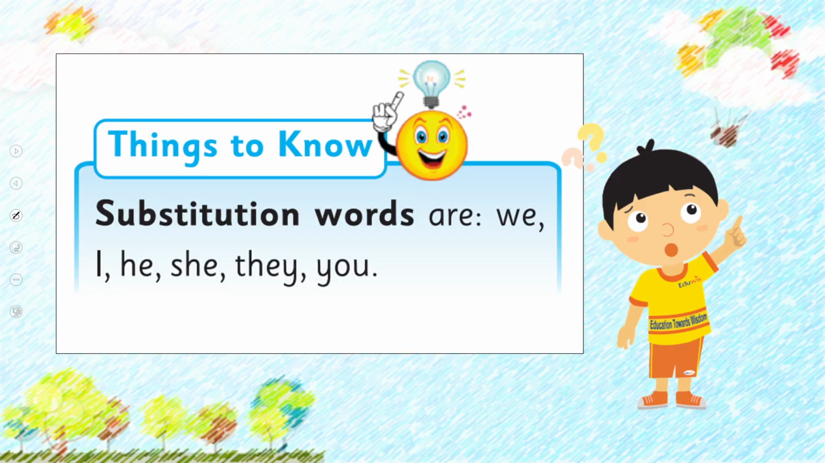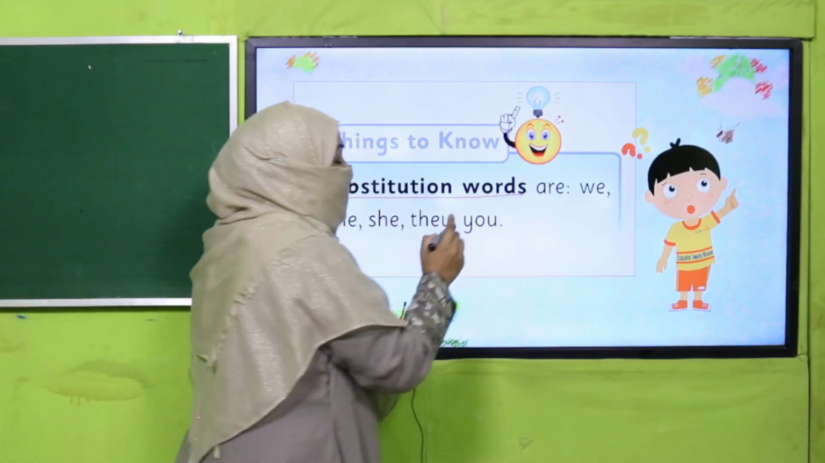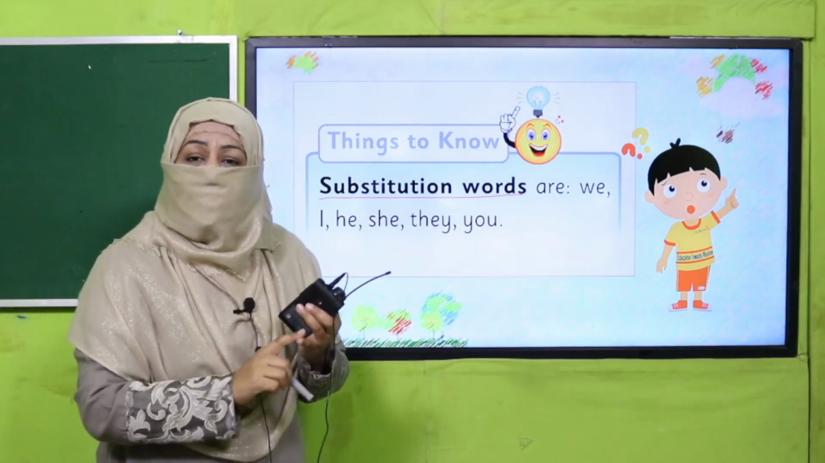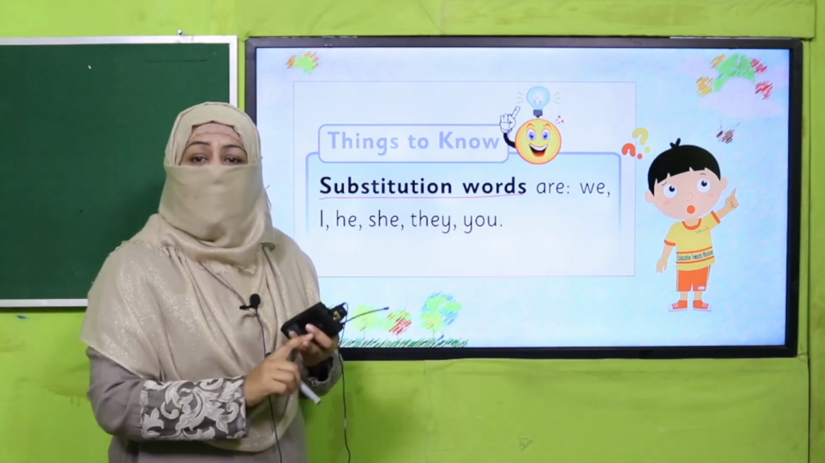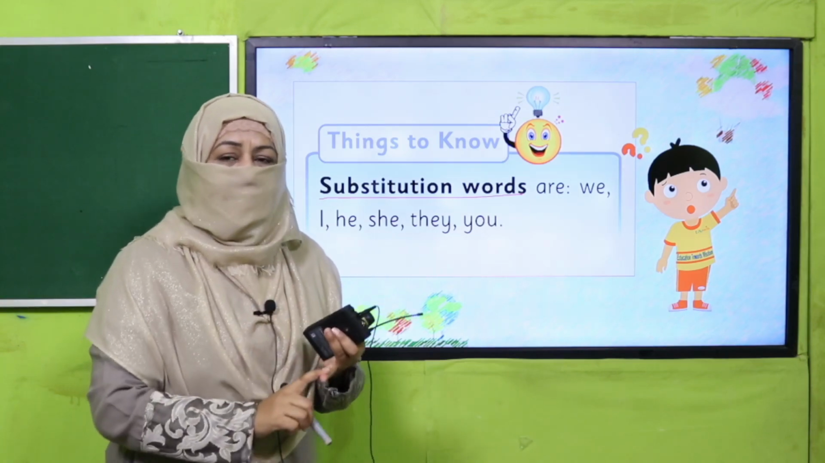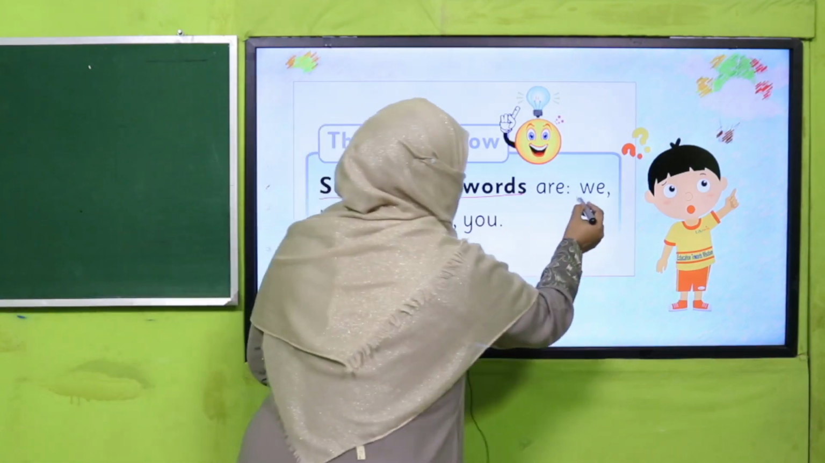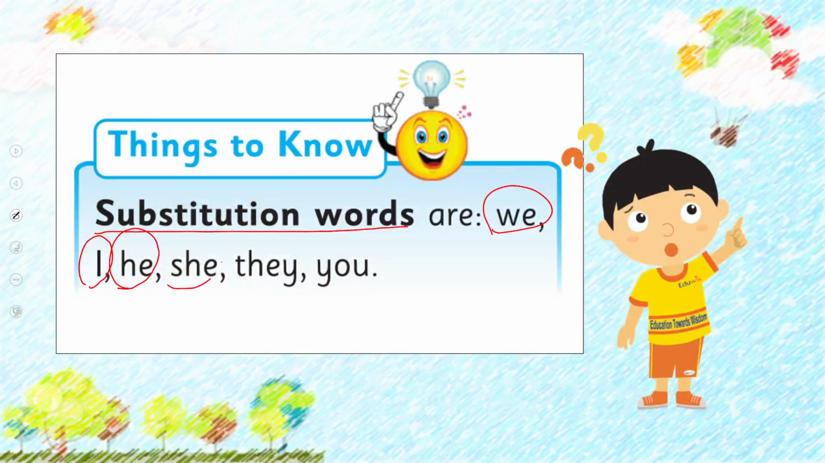Now, my dear children, when we replace, substitute means replace, like change. We change the naming word and use another word for that. That is called a substitution word. So a substitution word is a word which is used in place of a naming word, right? So what is a substitution word? A word which is used in place of a naming word. It can be we, I, he, she, they, you, and it, right?